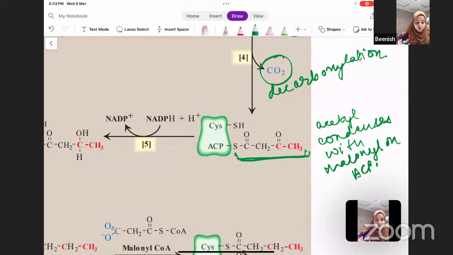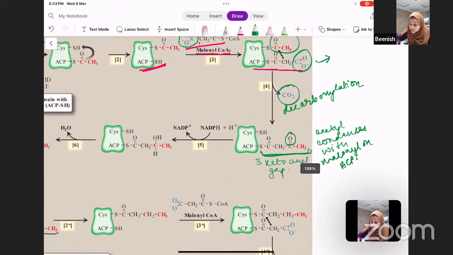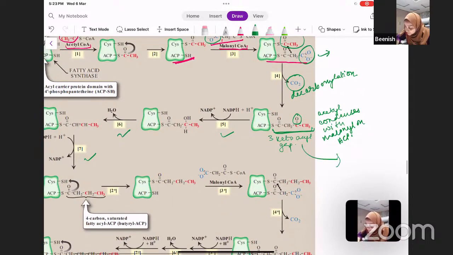Now what you see, what has been formed because of this? A 3-keto acyl group has been formed. You can see there is a keto here. So this is a 3-keto acyl group. Now the next 3 reactions, that is this and this, will take place to produce the corresponding saturated acyl group. Okay. To saturate this acyl group.